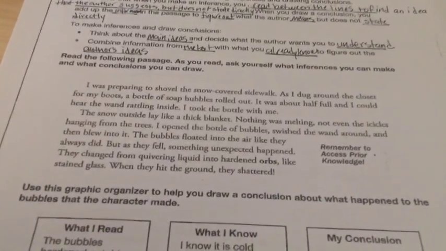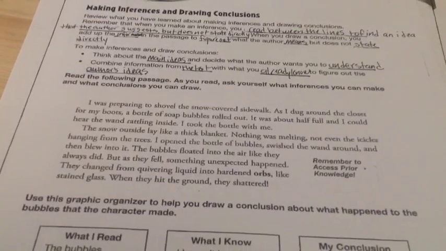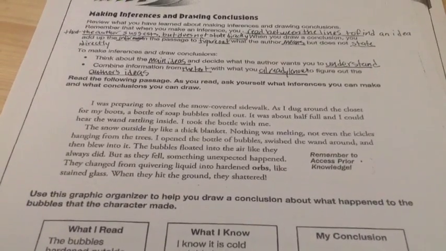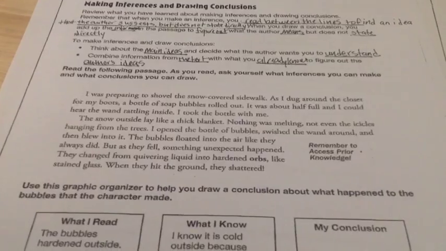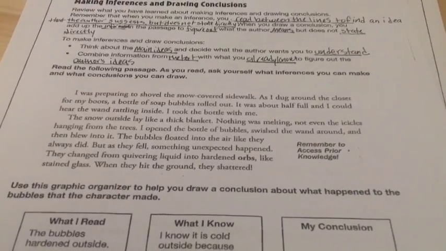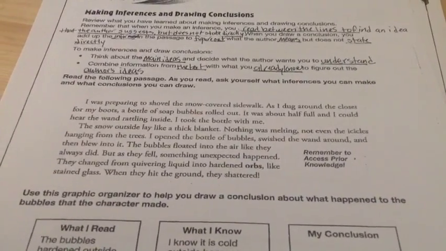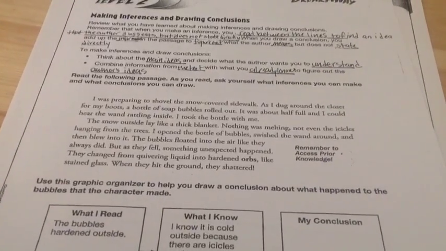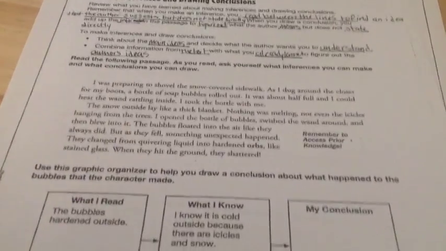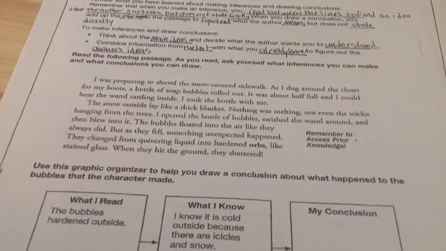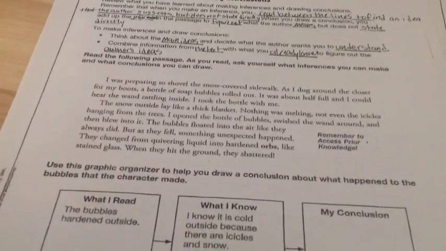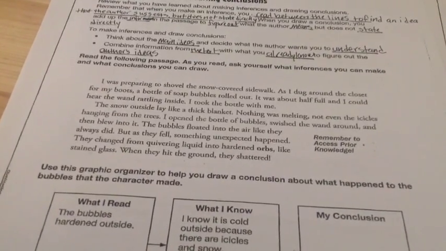I was preparing to shovel the snow-covered sidewalk. As I dug around the closet for my boots, a bottle of soap bubbles rolled out. It was about half full, and I could hear the wand rattling inside. I took the bottle with me. The snow lay like a thick blanket. Nothing was melting, not even the icicles hanging from the trees. I opened the bottle of bubbles, swished the wand around, and then blew into it. The bubbles floated into the air like they always did, but as they fell, something unexpected happened. They changed from quivering liquid into hardened orbs, like stained glass. When they hit the ground, they shattered.